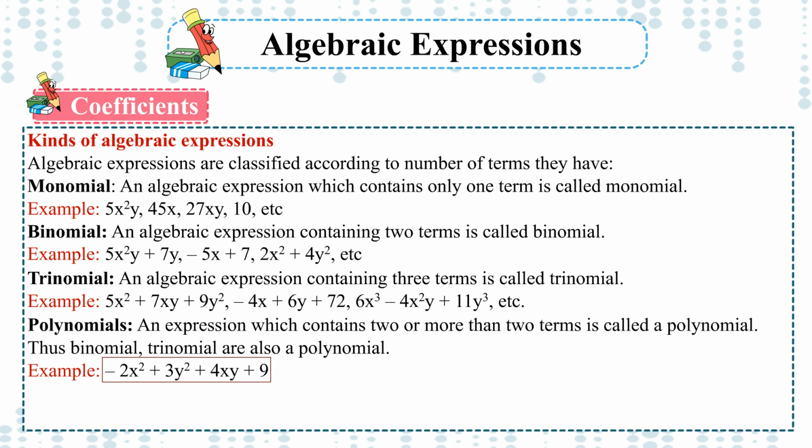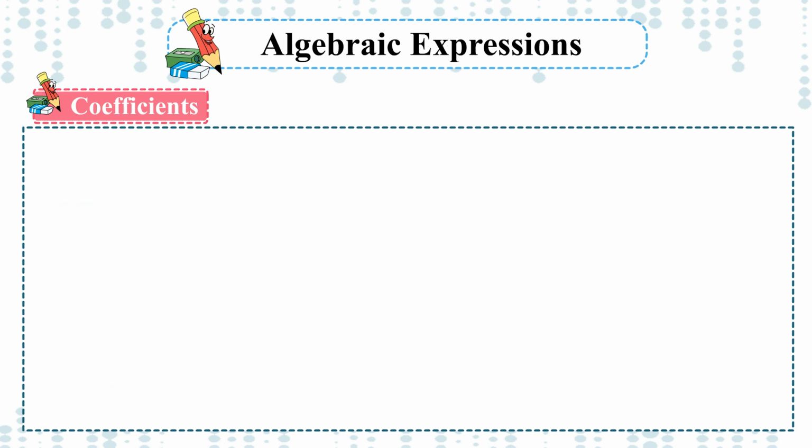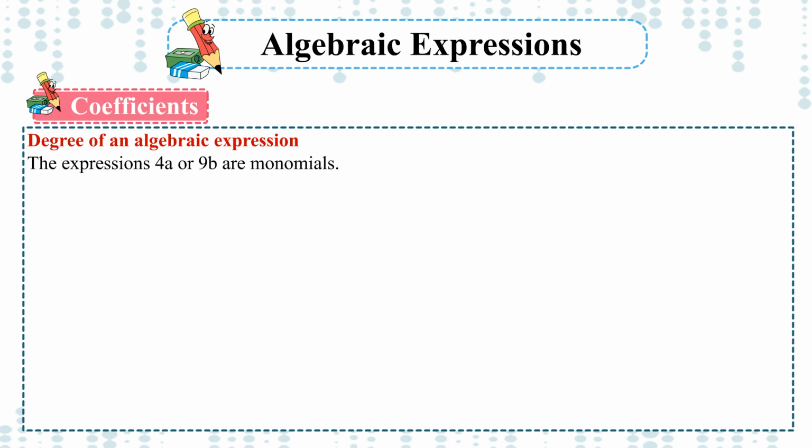Degree of an algebraic expression. The expressions 4a or 9b are monomials. The expression 7a + 10b is a binomial since it has two terms. The expression 9a + 5b + 3c is a trinomial since it has three terms. The expression 5a + 2b + 7c + 8d is a polynomial since it has more than two terms.